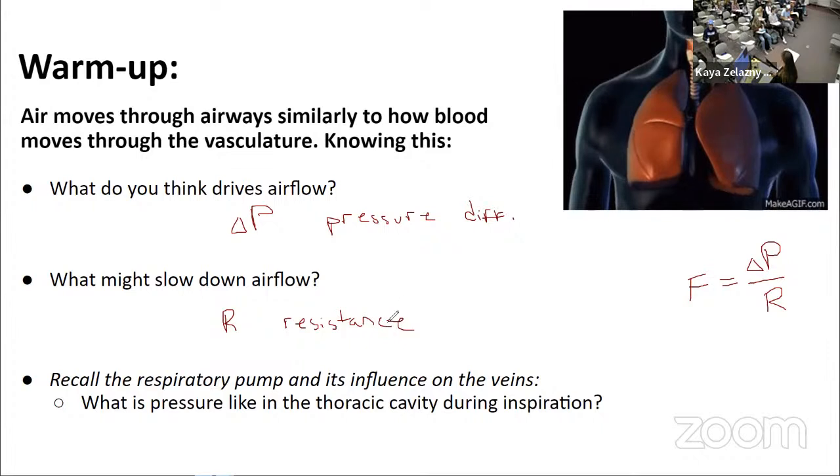So we're going to be thinking about where we see pressure differences, and about resistance and how resistance can change. As we start to think about those pressures, does anybody happen to remember pressure in the thoracic cavity as we were talking about the respiratory pump for the veins? This idea of how respiration affects pressures is going to make a difference again.